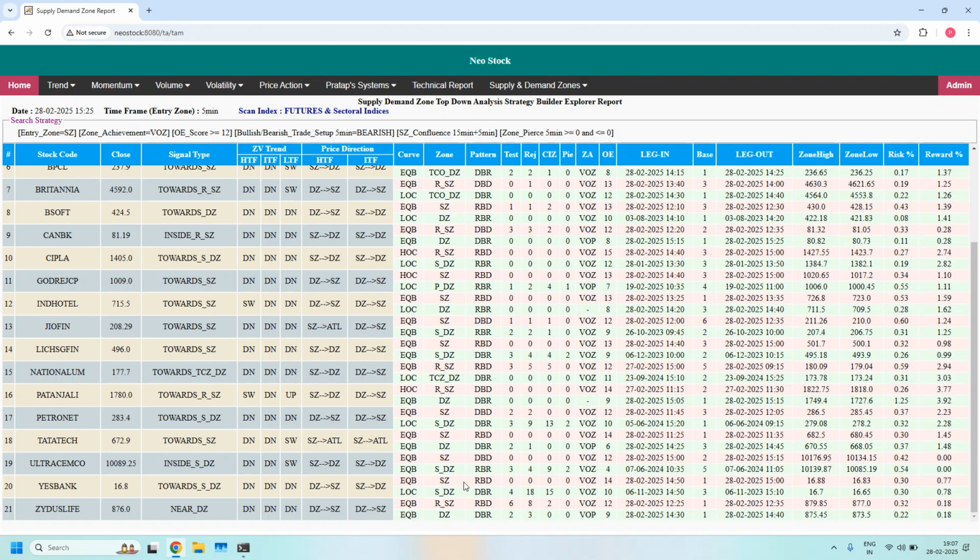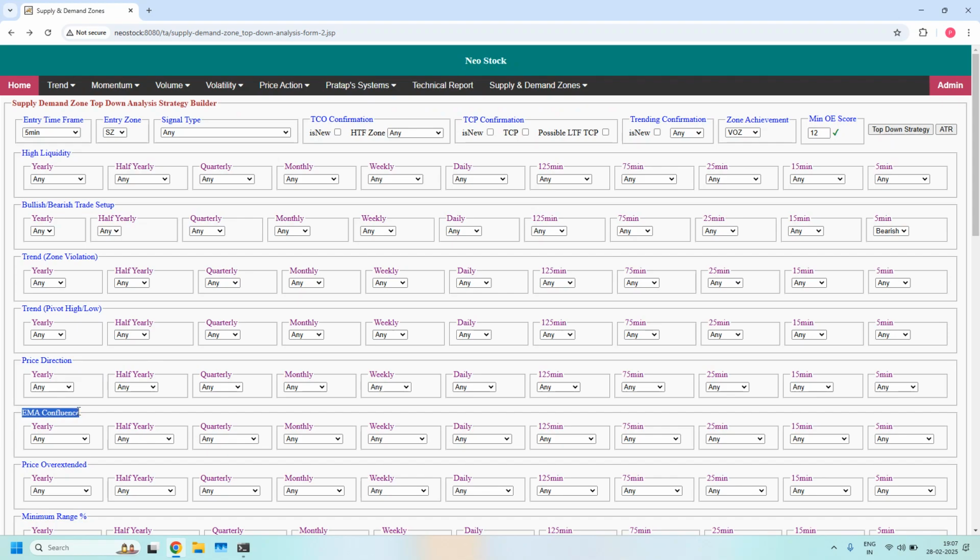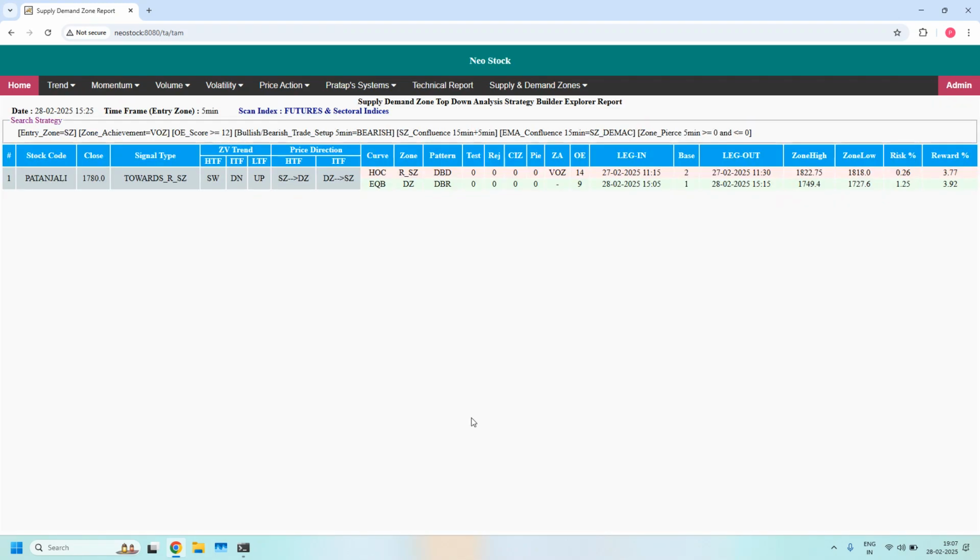So let's check if a 15-minute supply zone is having daily EMA confluence. In the EMA Confluence, 15 minutes time frame, I am setting the filter: 15-minute supply zone having daily EMA confluence or not. Because the 5-minute supply zone is inside the 15-minute supply zone. We got one stock, Patanjali, newly added stock. So this is having more probability.